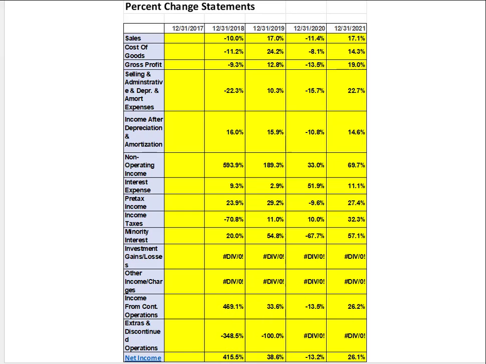What about net profit margin? You see from 17, you said something weird happened in 17. So we had a huge increase in sales. But after that, again, we see 38%, down 13%, up 26%. So the numbers historically seem to be a little unstable. We may want to investigate that a little bit.